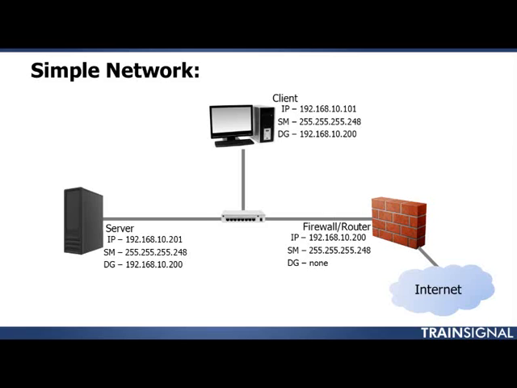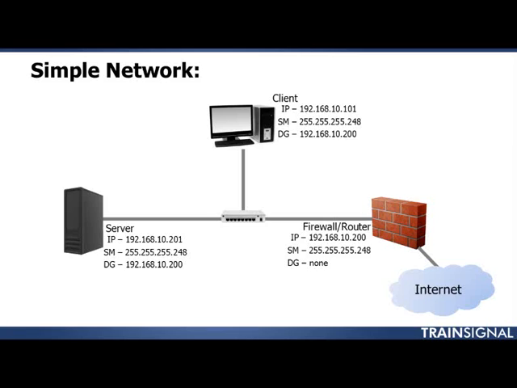So let's go back to a simple network. But I've made one slight change here. I've made it that my client is 192.168.10.101, server's 192.168.10.201, and the firewall router, or at least the inside of it, is 192.168.10.200. Those look like they're all on the same network, right? They look like they're all on the 192.168.10 network.